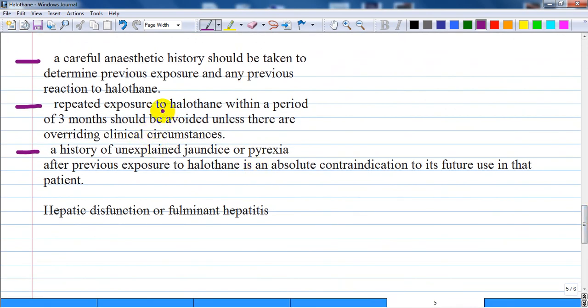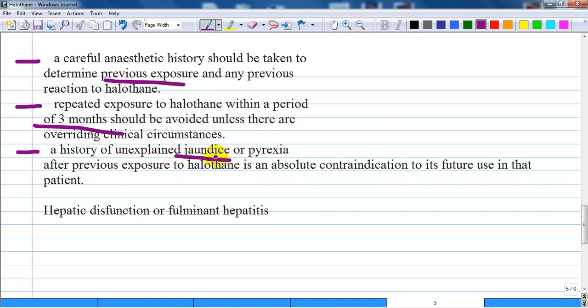What you should be taking care about with Halothane: a careful anesthetic history should be taken to determine previous exposure, and any previous reaction to the drug used. Repeated exposure to Halothane within a period of less than 3 months should be undertaken with care. There are also overriding clinical circumstances: a history of unexplained jaundice or pyrexia.